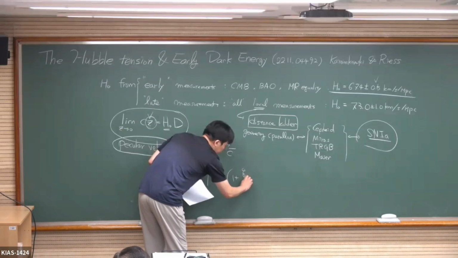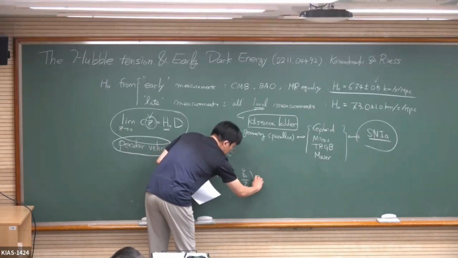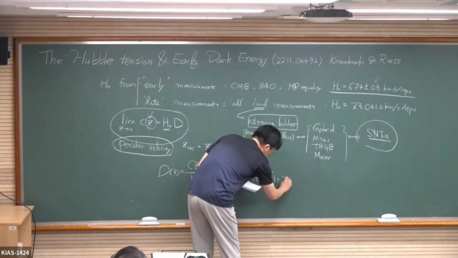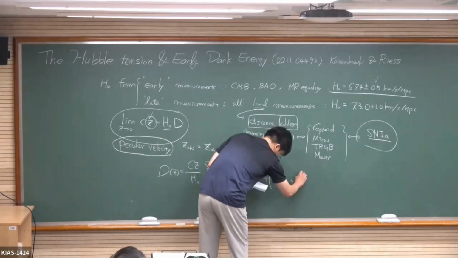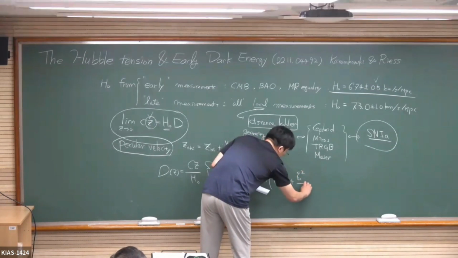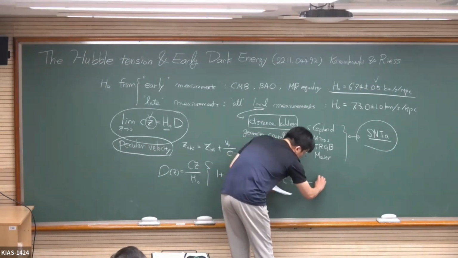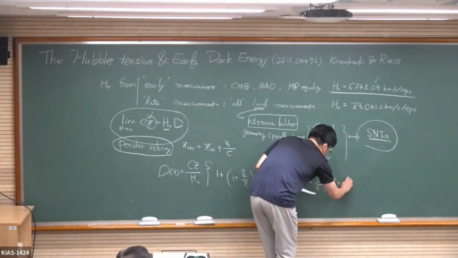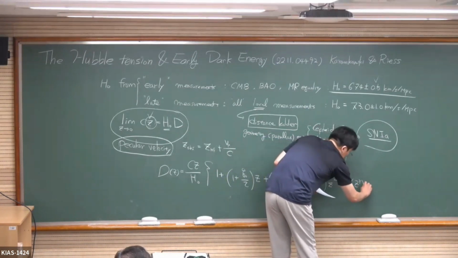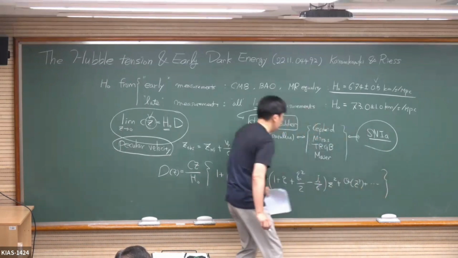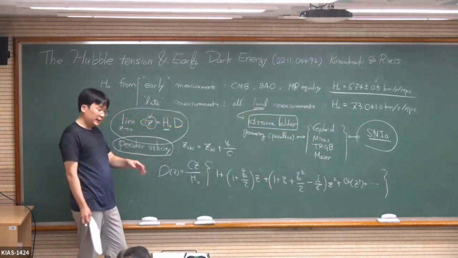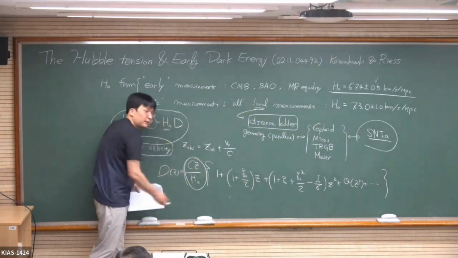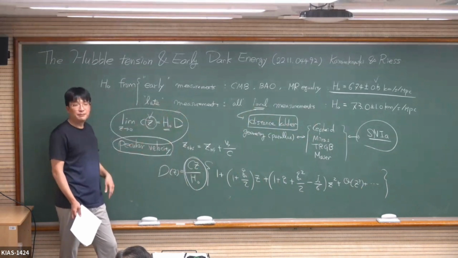1 plus (1 minus q0) over 2 z, and 1 plus q0 plus q0 squared over 2. And this is a famous equation that you can find anywhere in cosmology. As you can see here, this term H0 is multiplied to the whole dependencies.